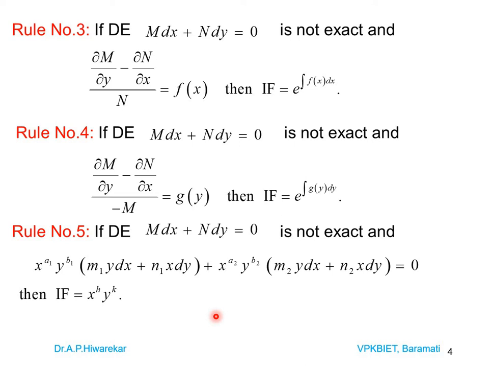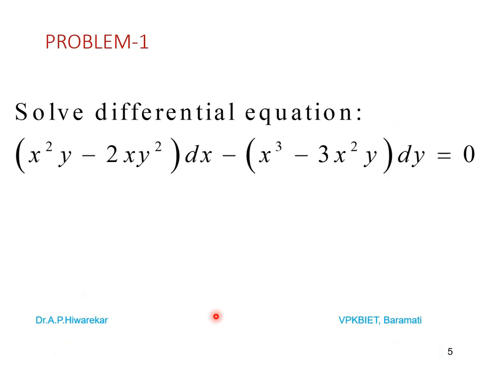Once we get the integrating factor by applying rules number 1 to 5, whichever rule applies, we multiply the given equation by the integrating factor and we get an exact differential equation. We can apply the formula for the solution. We evaluate the integral, and from that we get the final answer, meaning the general solution. So with this, now we will go to solving problems based on equations which are reducible to exact differential equations.